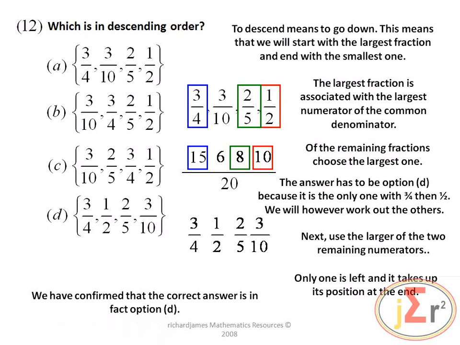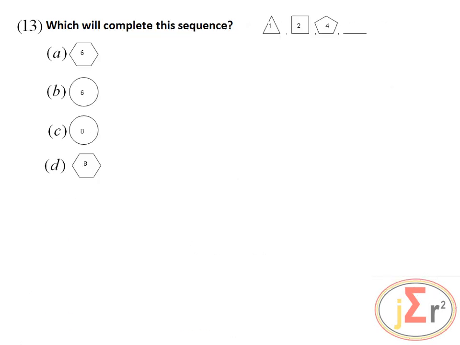We have confirmed that the correct answer is in fact option D. So option D has the fractions as we have them right here. The order was determined by the size of the numerators when we have chosen an appropriate common denominator, which of course is the LCM of the denominators that we had to begin with. So option D is correct.